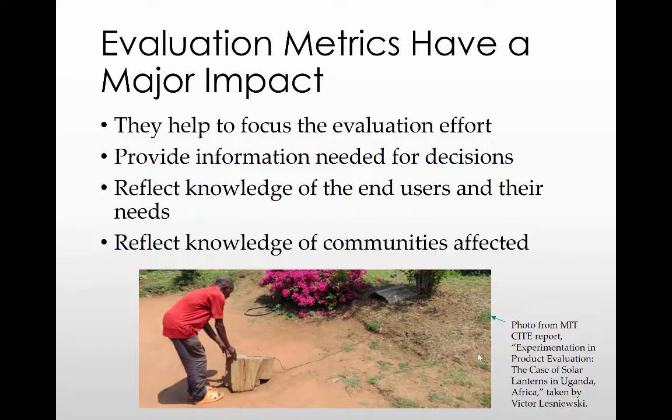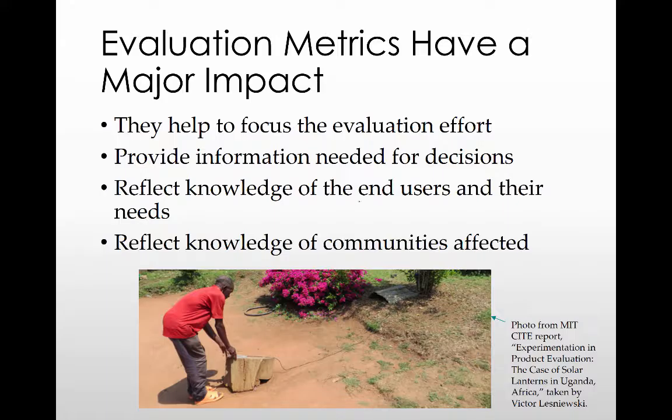Once you've decided what the metrics are, the process that you follow out in the field and in the lab becomes much clearer. Also, once you've made those measurements, you should find that it provides the information that decision makers need. It guides the question, what am I going to buy? This is your chance to use your knowledge of the end users and their needs.